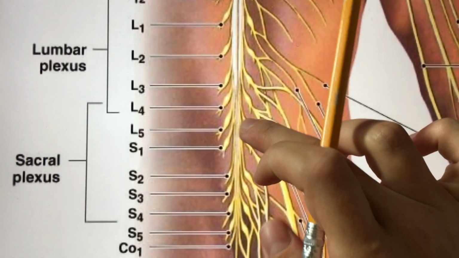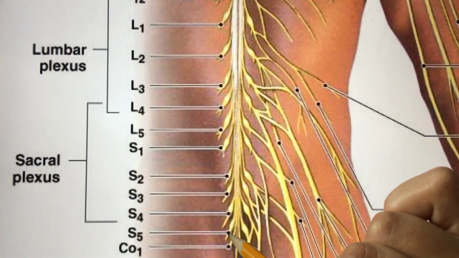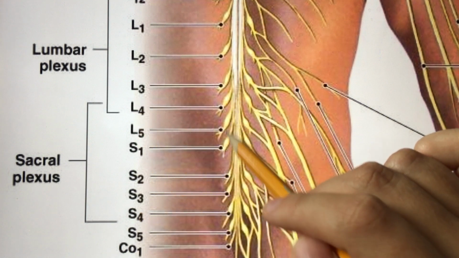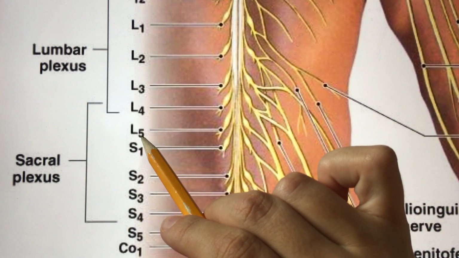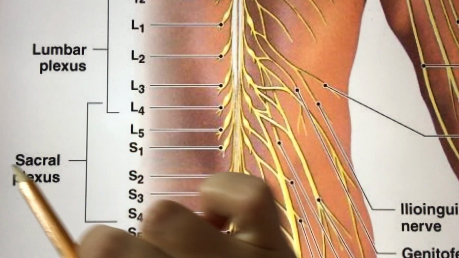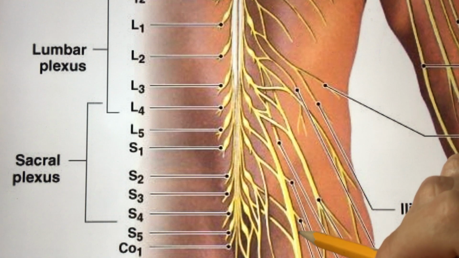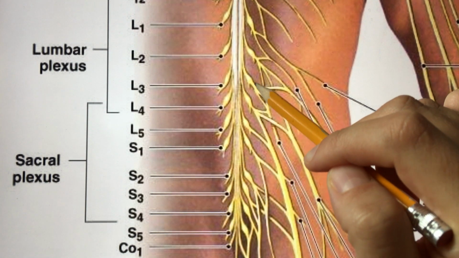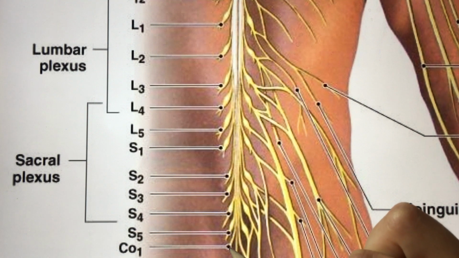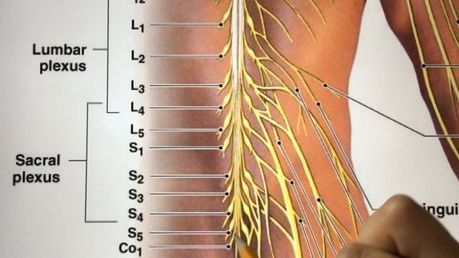Then we have sacral nerves, S1, S2, S3, S4, S5. L4, L5, S1, S2, S3, S4, they form a sacral plexus. That's plexus right here. And then S5 is not involved in a plexus, and there's also one nerve called CO1. That's the coccygeal nerve 1.